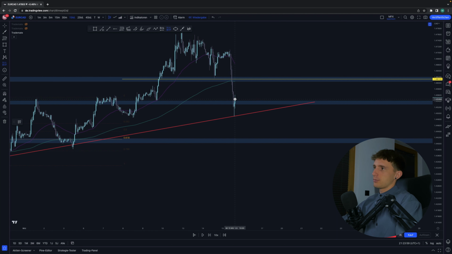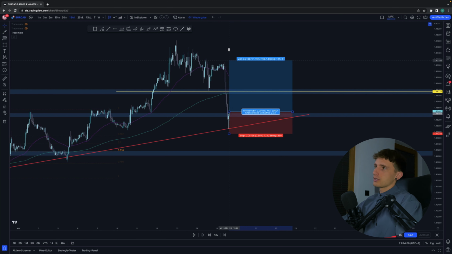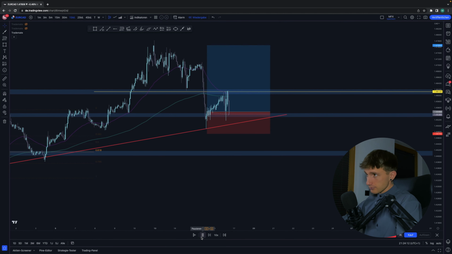So when I go here into the buy position, my stop goes underneath the trend line and underneath this zone right here. We are targeting what? The last high. So it's approximately 1.3 risk to reward. So let's play this out now and see what happens, guys.